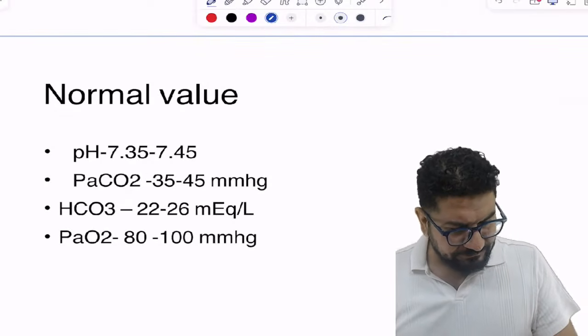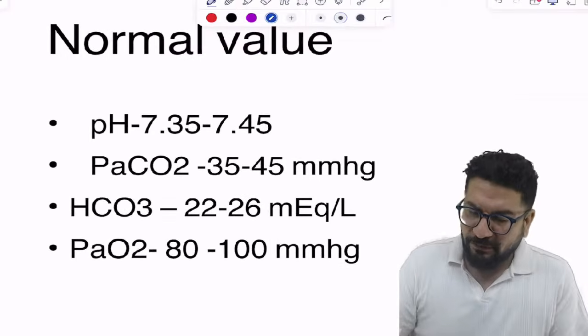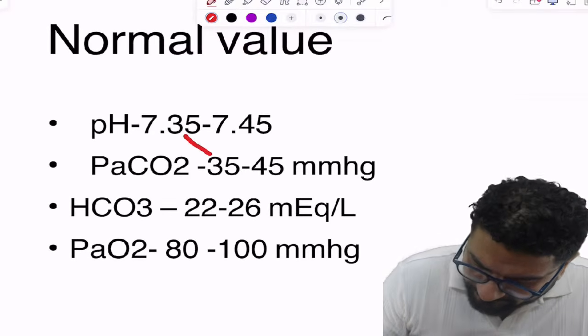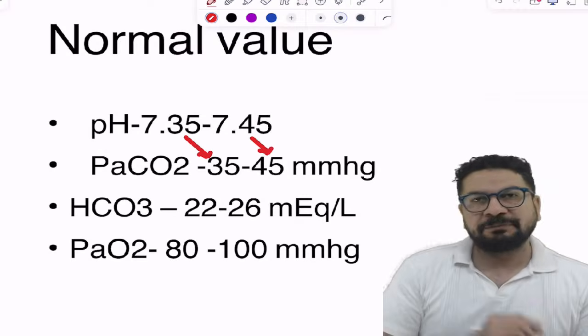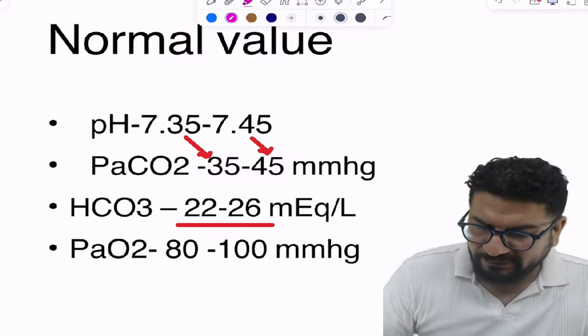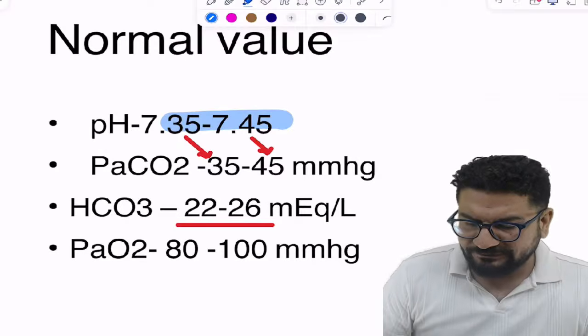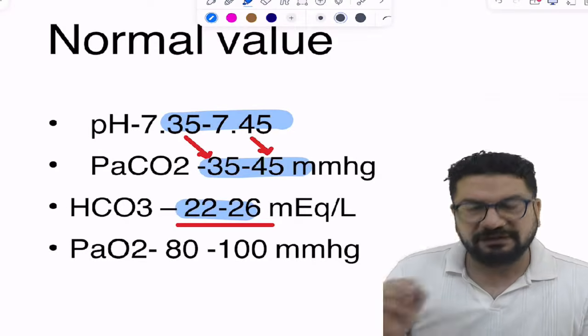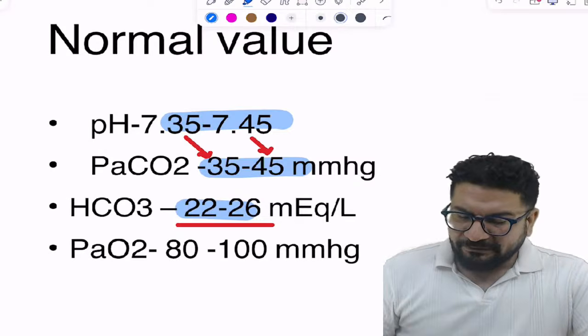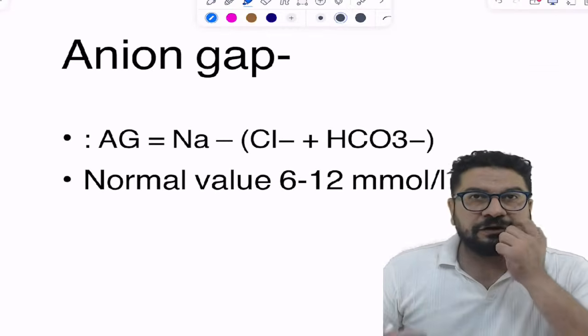So normal pH is 7.35 to 7.45. So if you see this point after point, we have 35 to 45. So this will be normal PaCO2. Simple. And normal bicarbonate will be 20 to 26. So these 3 values you have to remember. So what 3 values? pH, PaCO2 and bicarbonate. That's it. So before solving a question of ABG, just remember we have certain question on anion gap.